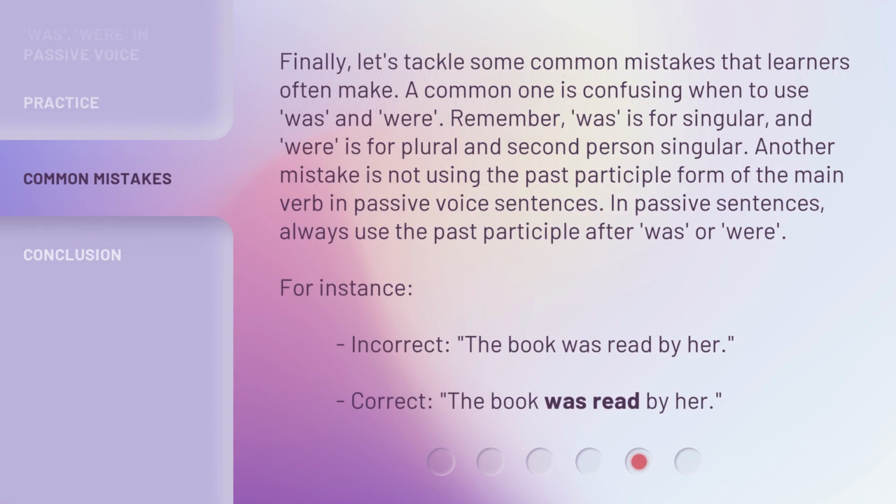Finally, let's tackle some common mistakes that learners often make. A common one is confusing when to use was and were. Remember, was is for singular, and were is for plural and second person singular. Another mistake is not using the past participle form of the main verb in passive voice sentences. In passive sentences, always use the past participle after was or were. For instance, incorrect: the book was read by her. Correct: the book was read by her.